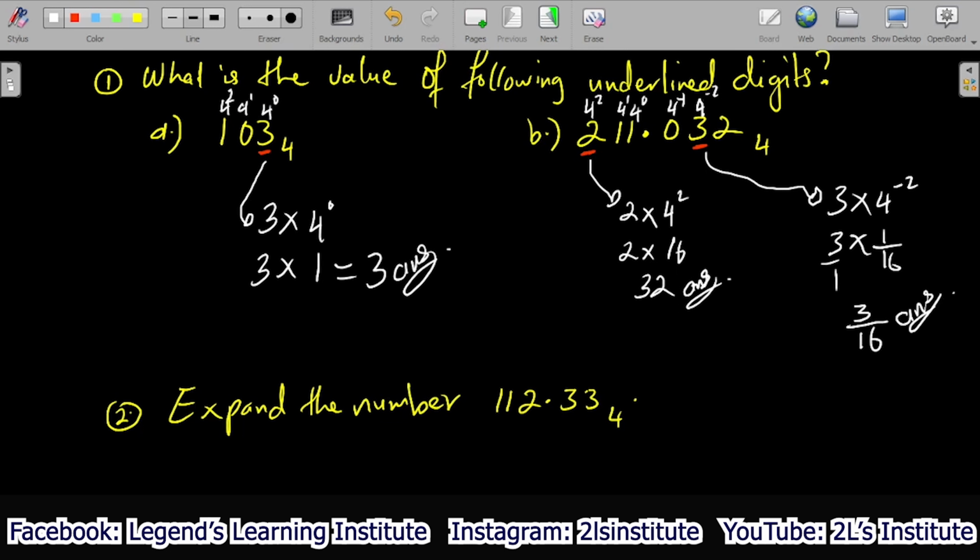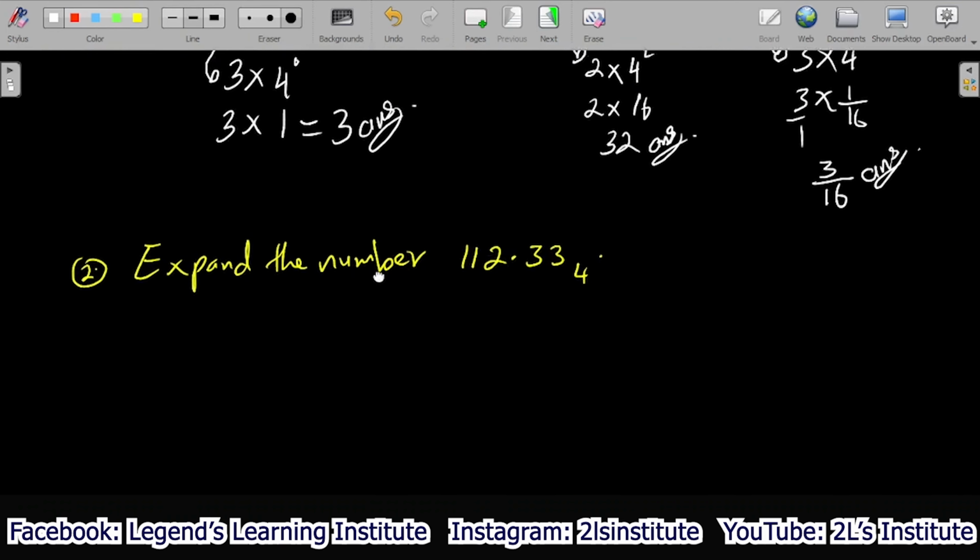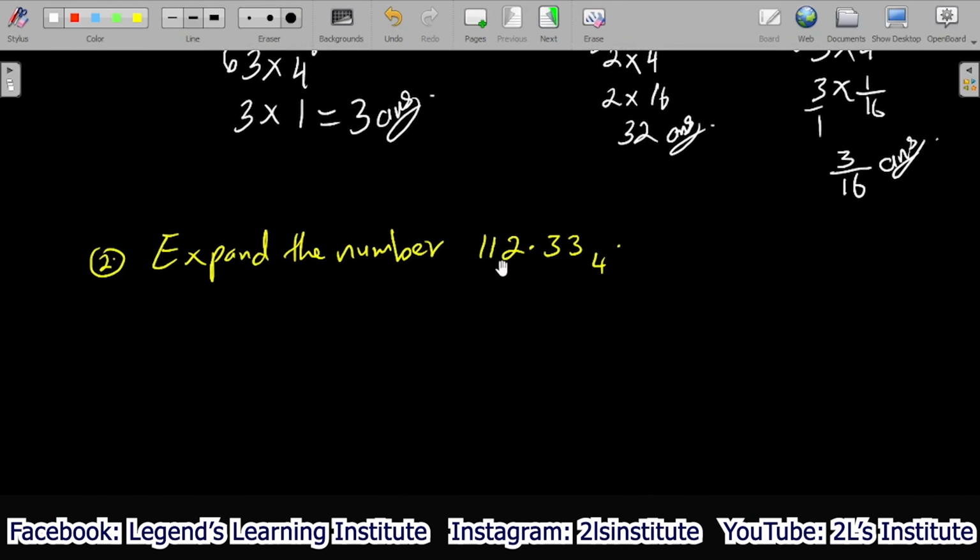That's the total value, or the value of the 3 there: 3 over 16. So let's look at number 2. Number 2 says expand the number 112.33 base 4. Again we identify the place values. This is 4 to the power of 0, then we have 4 to the power of 1, and 4 squared. Then here we have 4 to the power of -1, 4 to the power of -2.